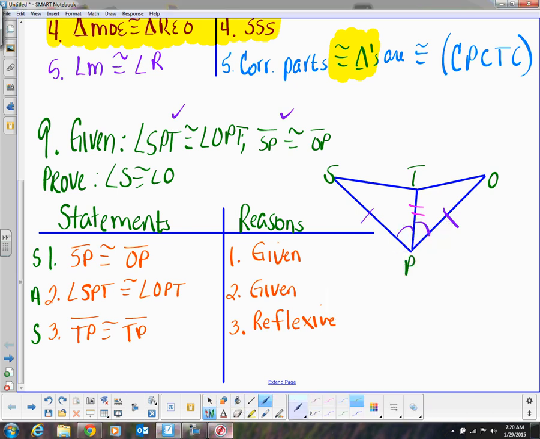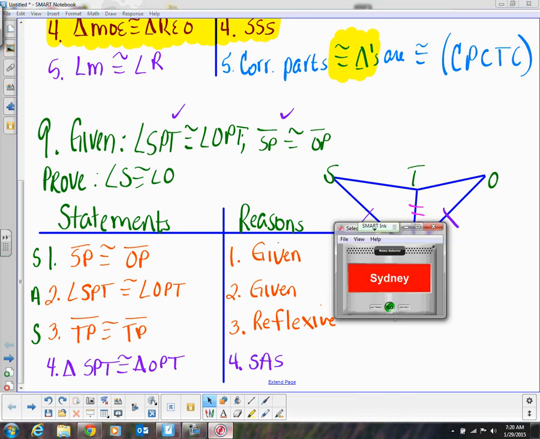Sydney? Triangle SPT. Yes. All right, nice correspondence of the vertices. What is that reason? Right. All right, now we did all of that for our very last statement and reason.